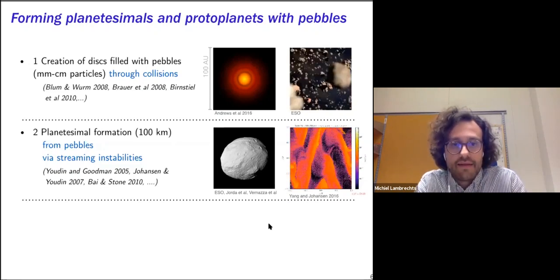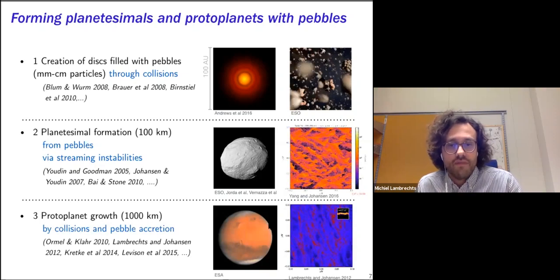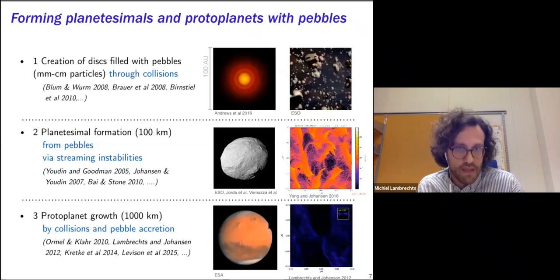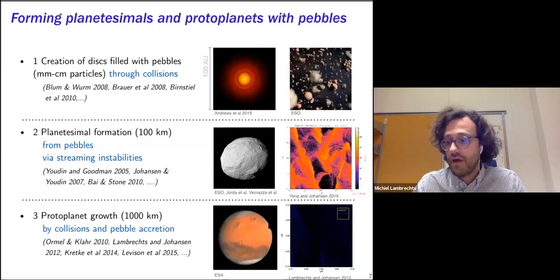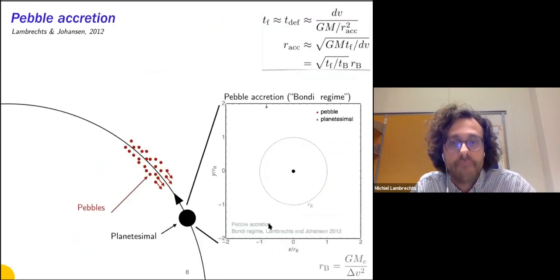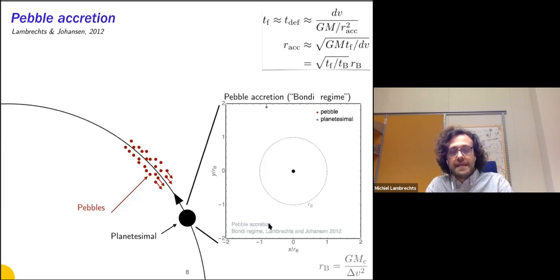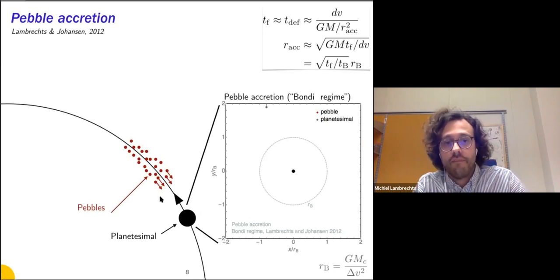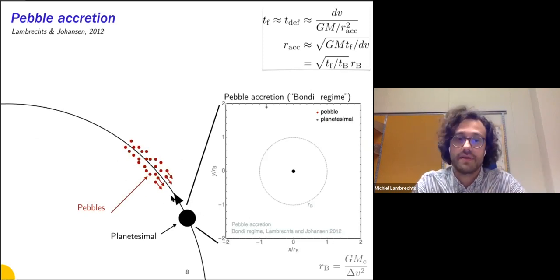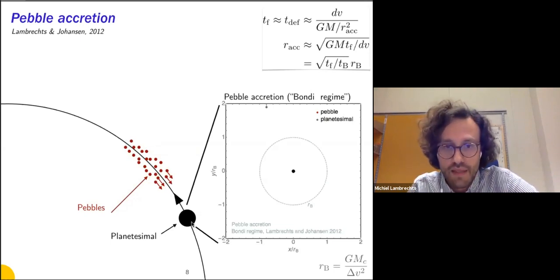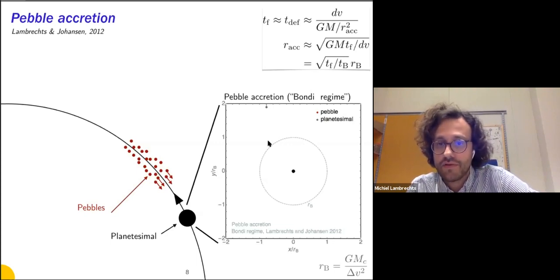And finally, these largest planetesimals can sweep up the remaining pebbles in the disk through a process that we call pebble accretion. So I will say a few more words specifically on pebble accretion. The mechanism here is that we have a seed, like this planetesimal here, and a bunch of pebbles on the same orbit, but that are radially drifting inwards and also azimuthally with respect to this planetesimal. And when such a pebble encounters this planetesimal, this is the interaction that you have.